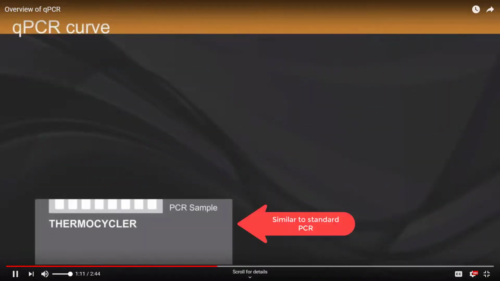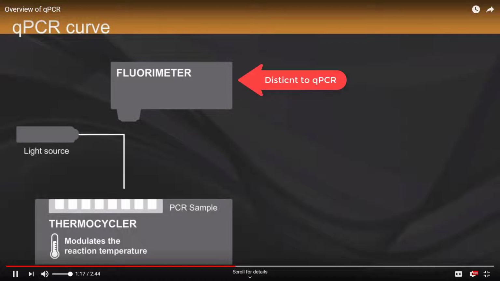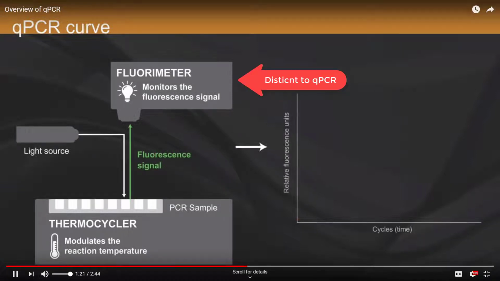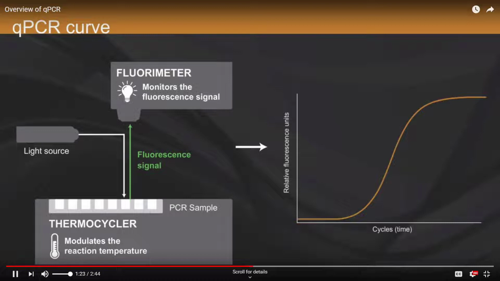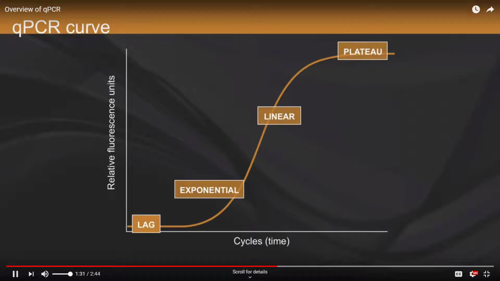A thermocycler, coupled with a fluorimeter, modulates the reaction temperature during DNA amplification, while also monitoring the fluorescent signal at each PCR cycle, generating a real-time qPCR curve. There are 4 distinct phases within the amplification curve: lag, exponential, linear, and plateau.